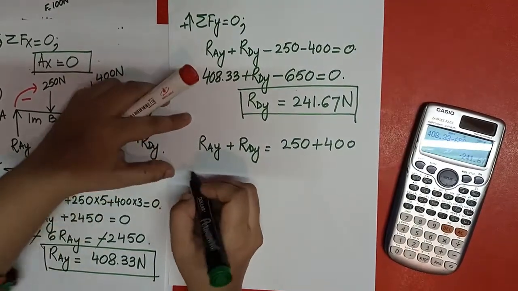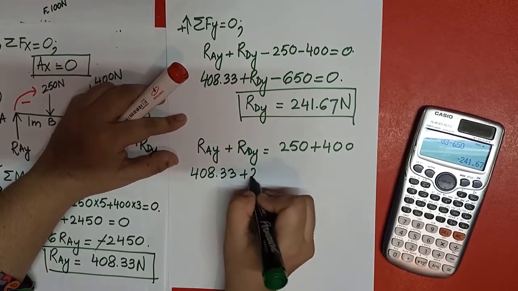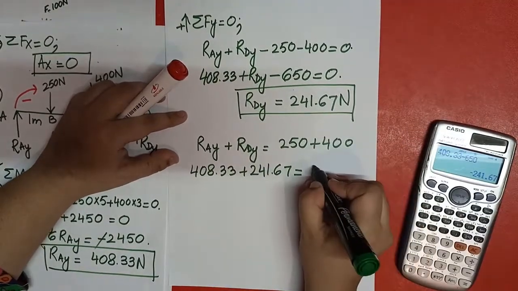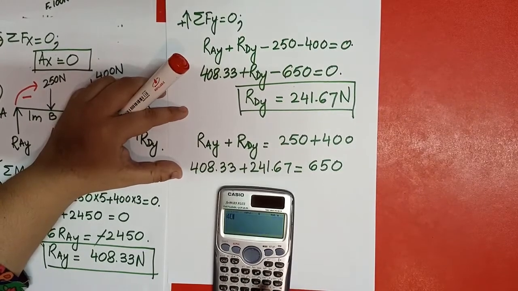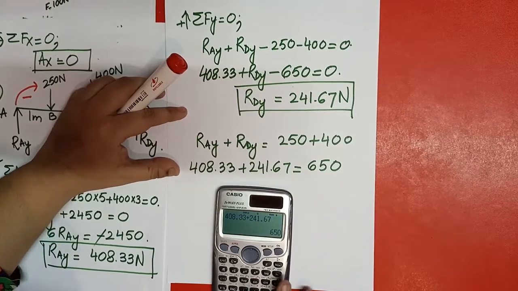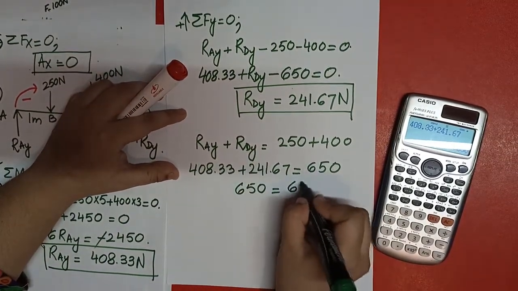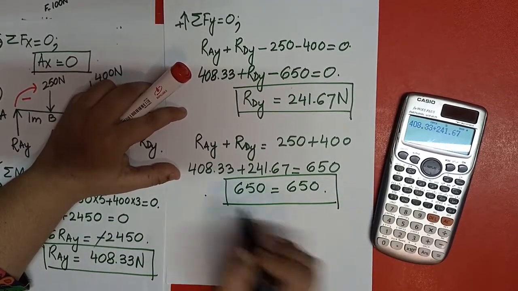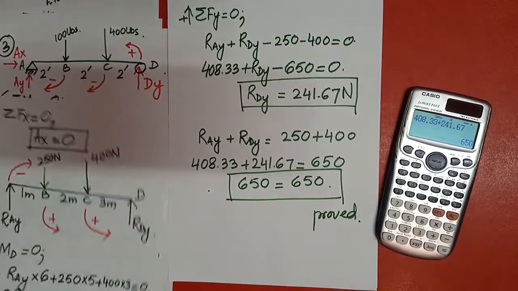For example, the value of RAY is coming out to be 408.33 and RDY is coming out to be 241.67. So it is equal to 650, and the answer I have to check out. 408.33 plus 241.67 is 650. Now this is proof that the equilibrium condition is achieved and the beam is not moving due to these support reactions. So it is proof. So this is the way to calculate the support reactions.